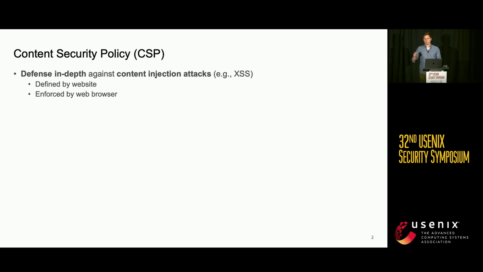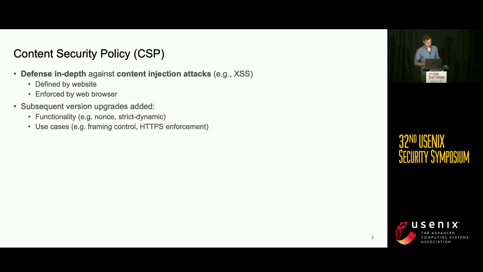So essentially, when a web browser fetches a web page, the web page has the opportunity to include a content security policy, defining what content is allowed on the web page. And consequently, this will be enforced by the browser client side. Since the introduction, there have been some upgrades to CSP. For example, on one hand, functionality has been added. On the other hand, new use cases. Nowadays, you can use CSP for framing control, for example.